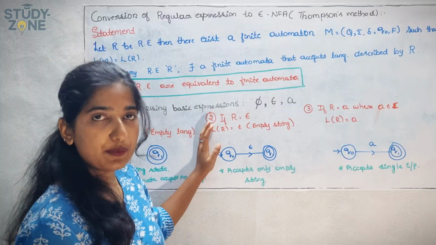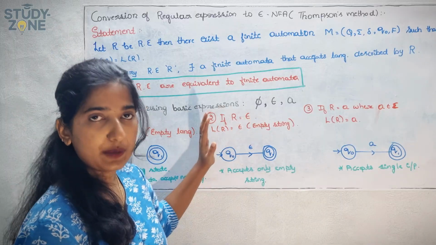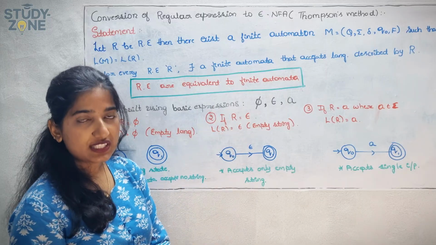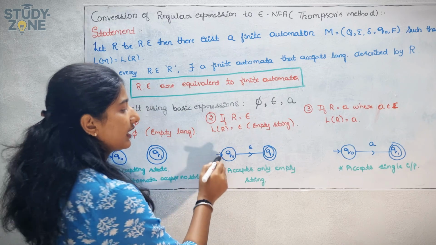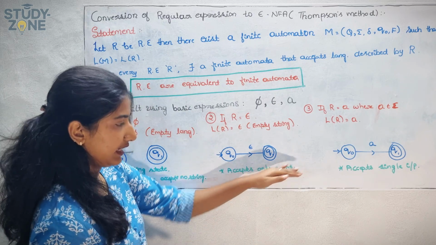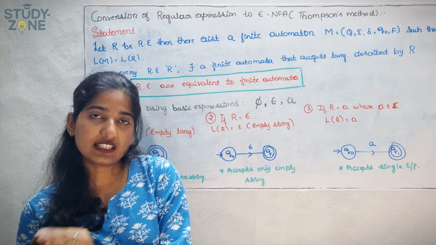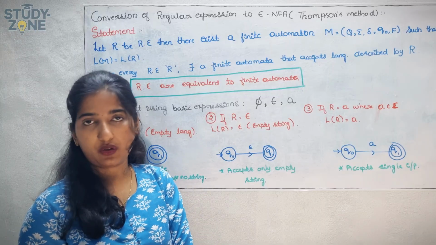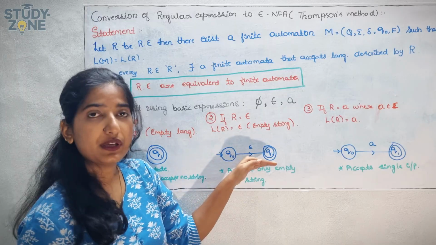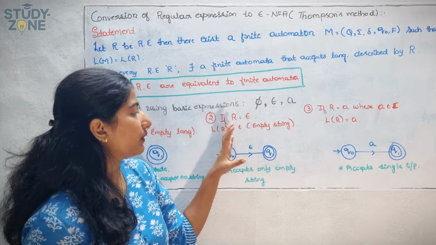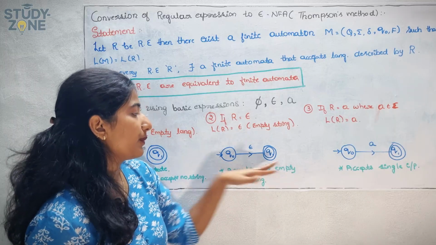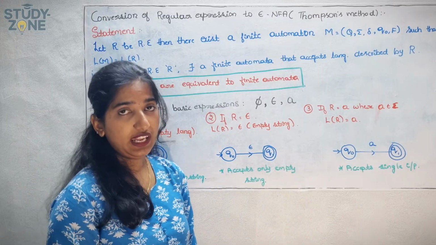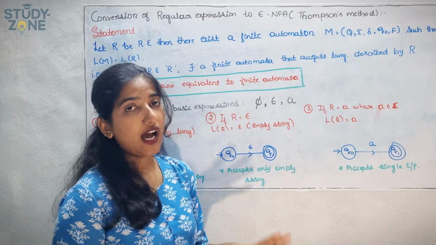And then we have epsilon. If R equals epsilon, so L of R equals epsilon, which means if it is an empty string, then there will be a starting state and a final state. There will be a transition from the starting state to the final state only if this string is an empty string. Transition will be from one state to another state only if there is an empty string. It accepts only the empty string.